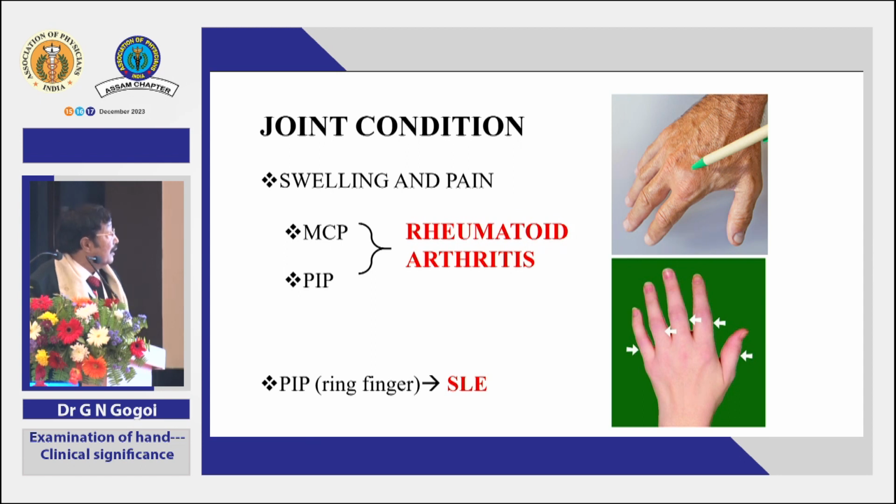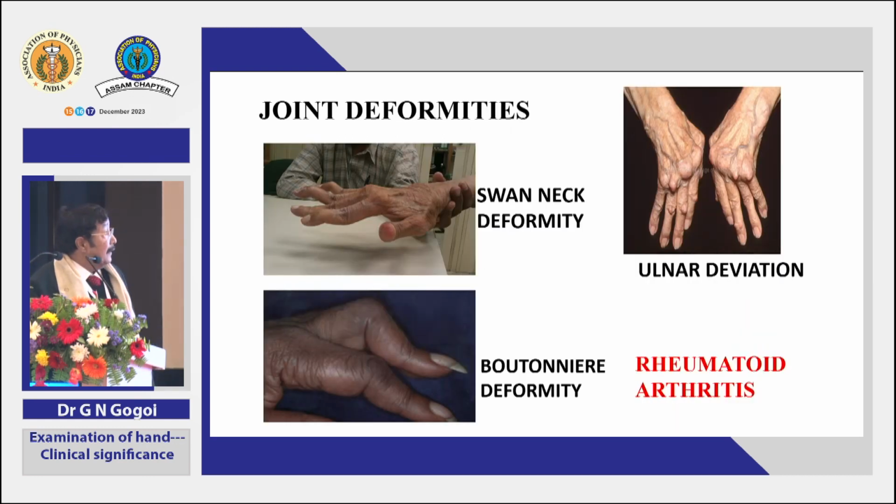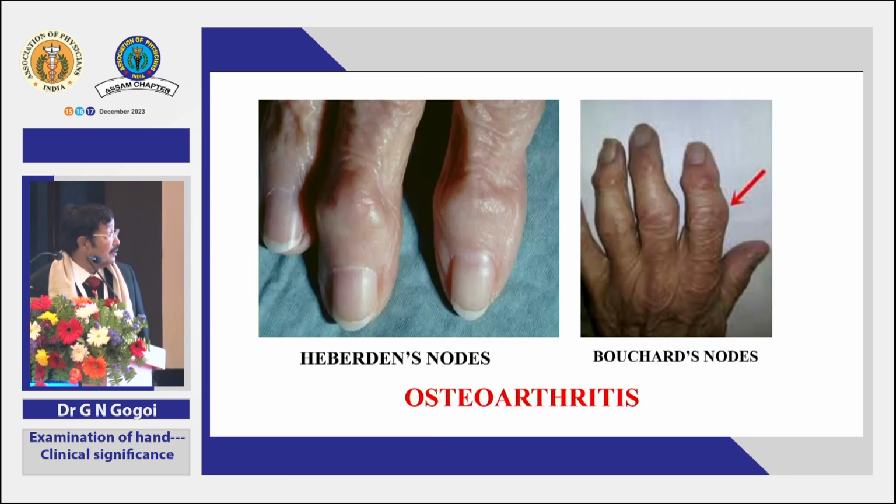If the metacarpophalangeal joints and proximal interphalangeal joints are inflamed and swollen, it can be rheumatoid arthritis. If only the proximal interphalangeal joints are involved, especially starting with the ring finger, it can be SLE. Then we get the various deformities of rheumatoid arthritis: swan neck deformity, boutonniere deformity, ulnar deviation, etc.